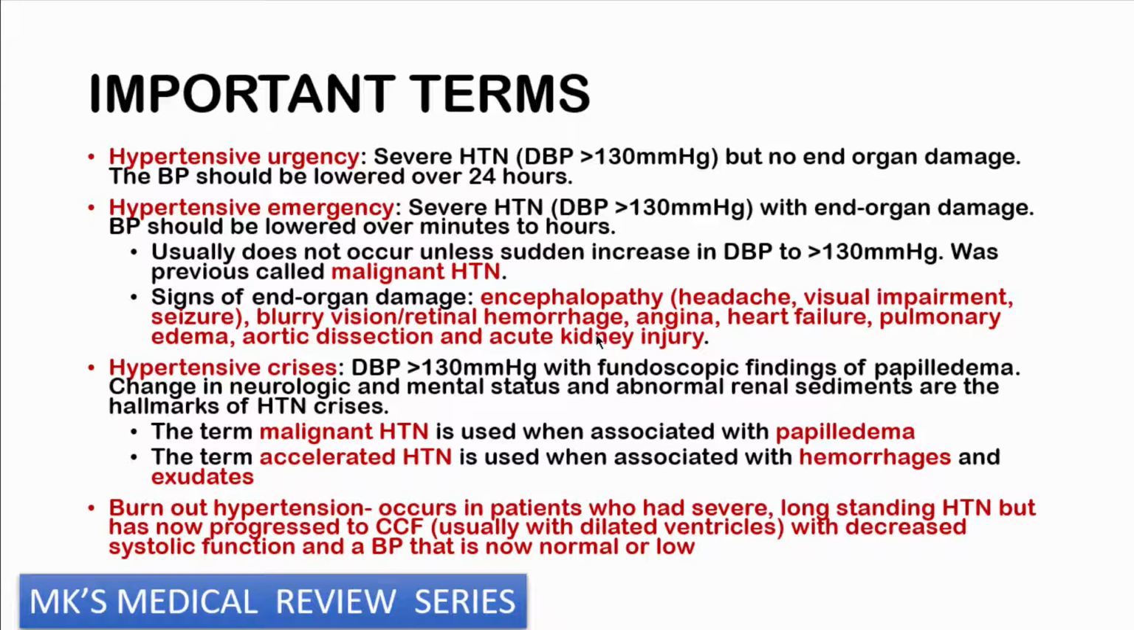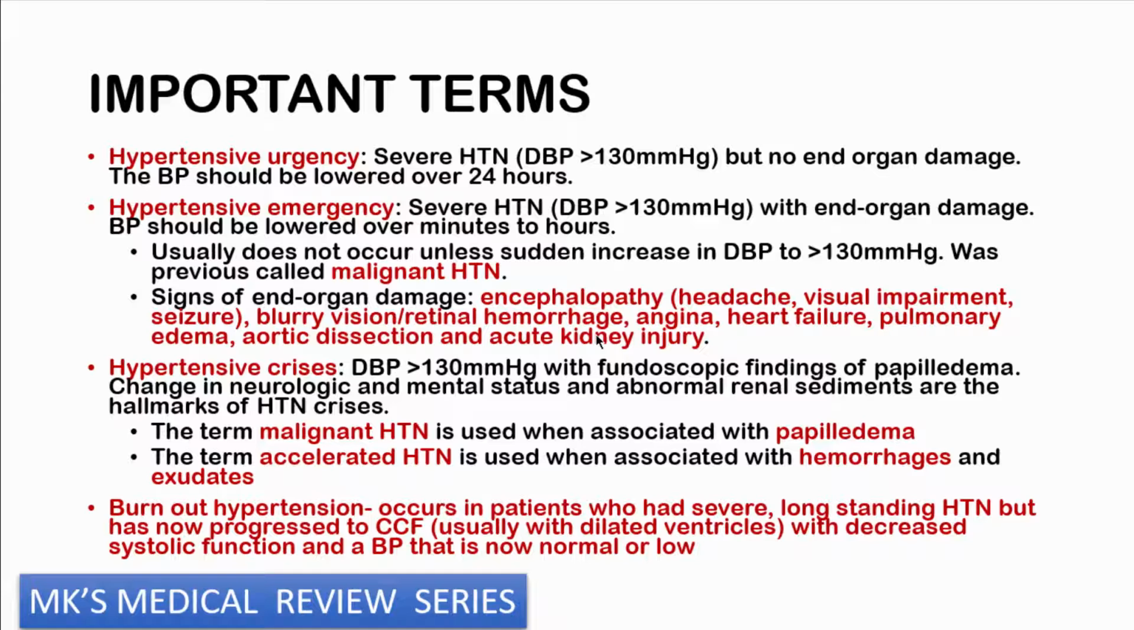So some signs of end organ damage include encephalopathy, which may present as headache, visual impairment. Sometimes they may have seizures. Focal neurological deficits are not so common with encephalopathies. Then you may sometimes get blurring of the vision, which may be due to retinal hemorrhages. You may get some chest pains or angina. You may get heart failure or features of heart failure. You may get pulmonary edema. Sometimes you may get aortic dissection, which is going to be this sharp piercing chest pain right in the center of the chest. You may also get acute kidney injury.